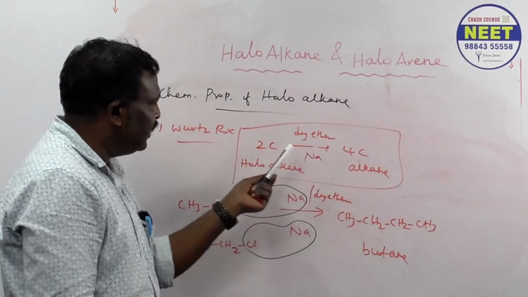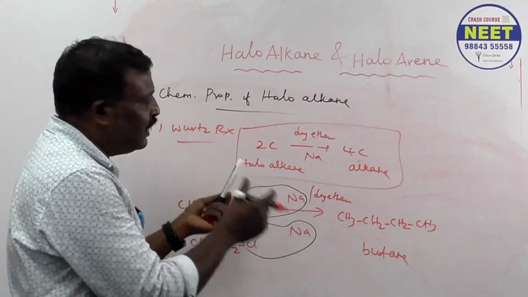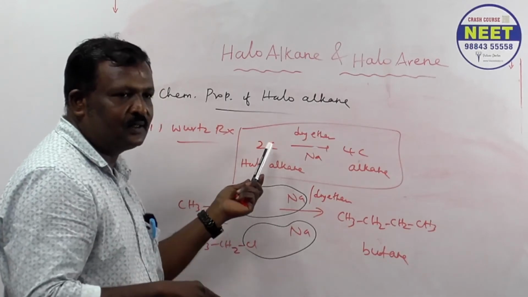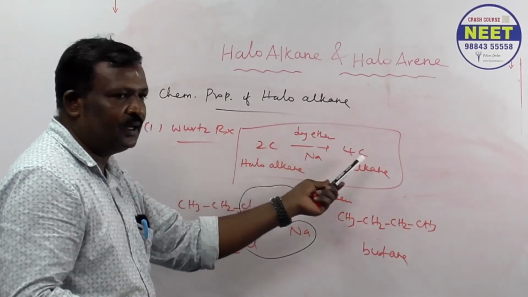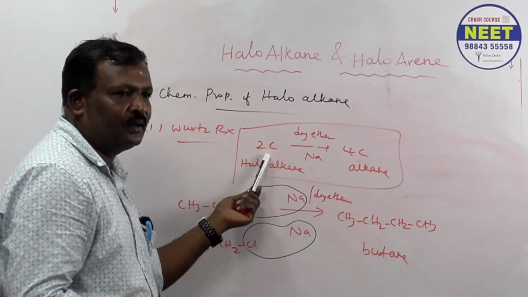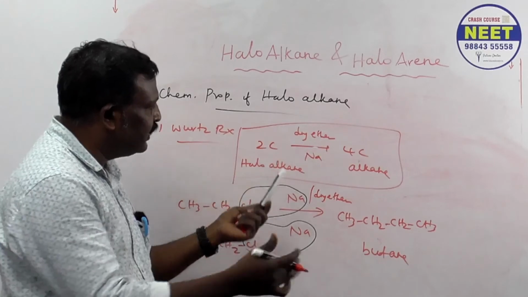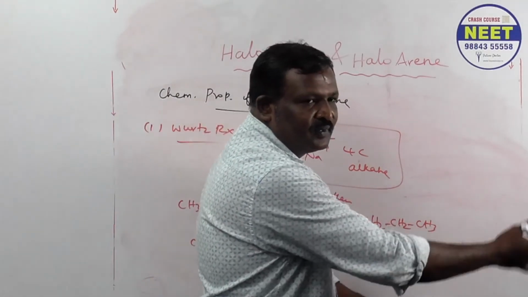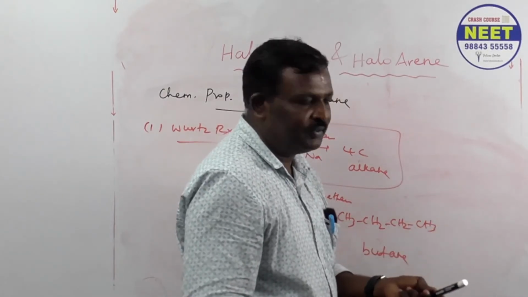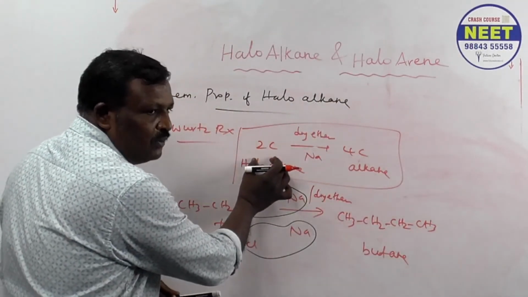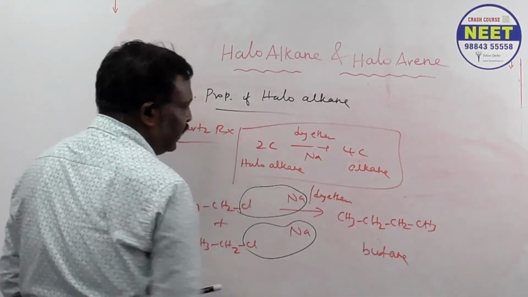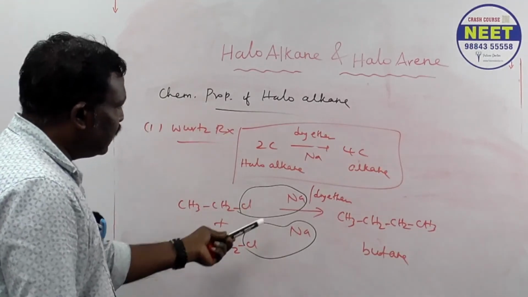Mostly even numbers only we should take. Methyl chloride, if you take, we get ethane. Ethyl chloride gives butane. Don't take propyl chloride, because then we get mixtures of alkanes, sometimes isomers also, so again we have to separate them. That's a very difficult process. Mostly even numbers only we take: 2 means 4, 4 means 8, like that. Okay, right. Just copy this one.